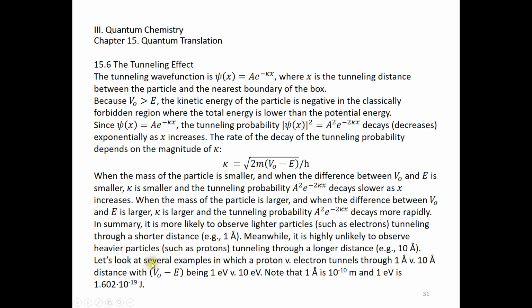Now let's look at several examples in which a proton versus an electron tunnels through 1 angstrom distance versus 10 angstroms distance, with V0 minus E being 1 electron volt versus 10 electron volts. 1 angstrom is 10 to the power of negative 10 meters. 1 electron volt is 1.6 times 10 to the power of negative 19 joules.